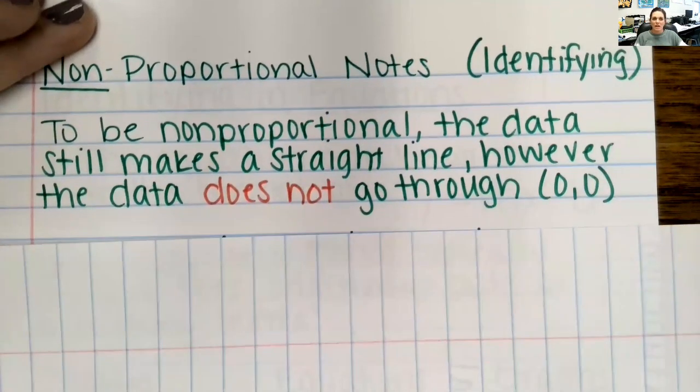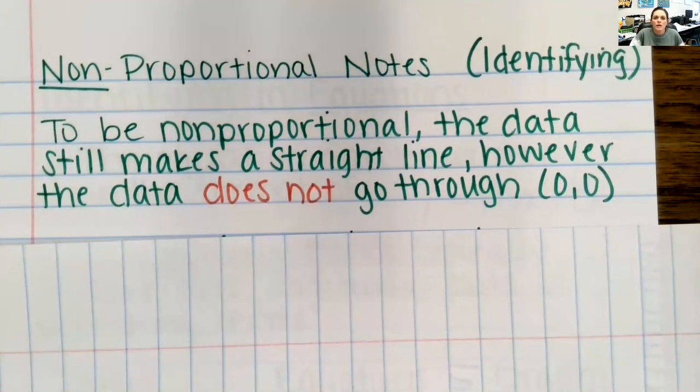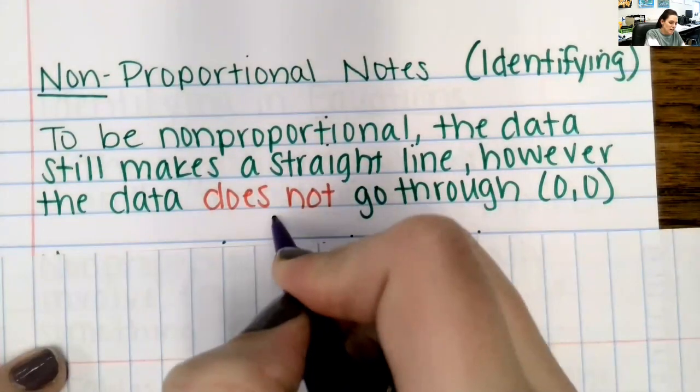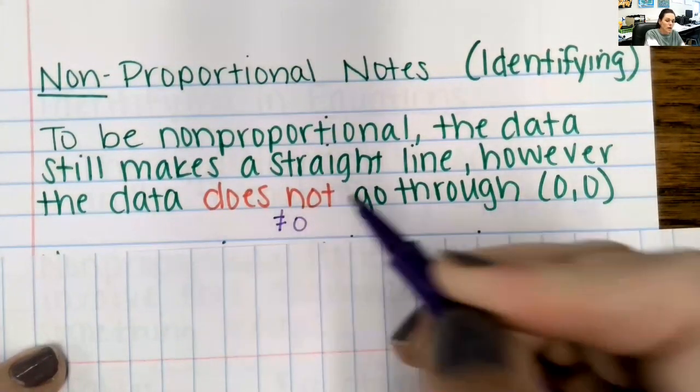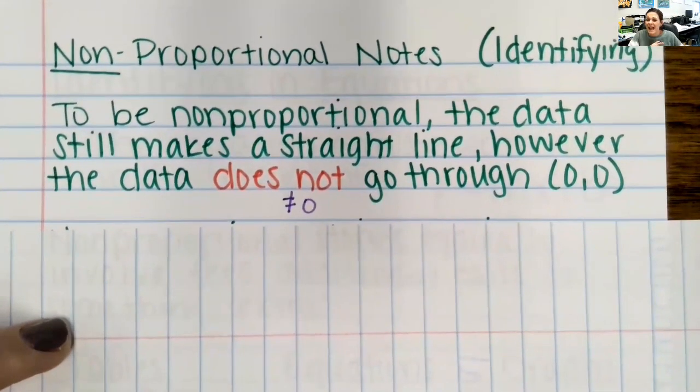So a couple of things to jot down. To be non-proportional, the data still has to make a straight line. However, this data does not go through 0, 0. When I input 0, I don't get 0. I get another number. A lot of times you're going to see the does not equal 0 symbol. All right, so if it says not equal 0, you're going to see that often, which means y can be any other number as long as it's not 0. That will make me non-proportional when I input 0.